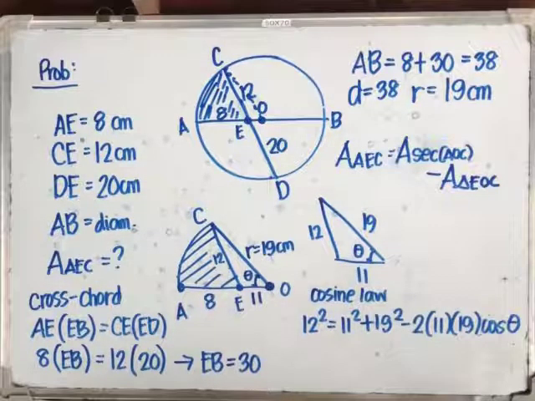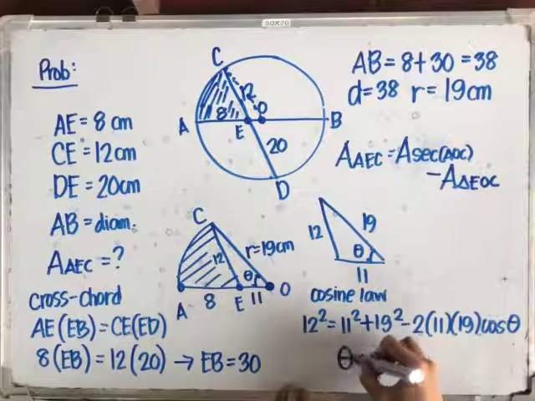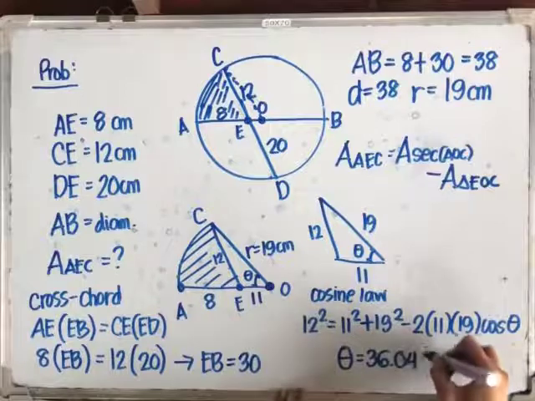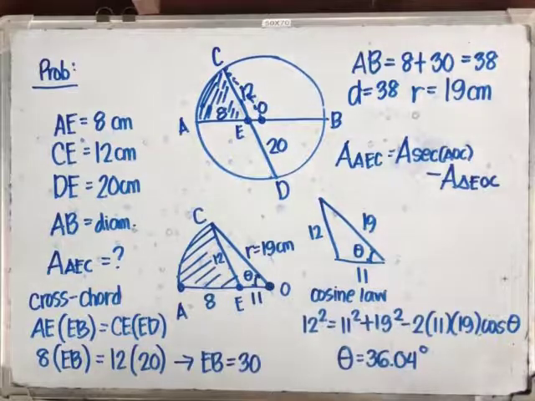Sige nga, let's compute this one. 12 squared minus 11 squared minus 19 squared divided by negative 2 times 11 times 19. Okay? Taking the arc cos of that will give you 36.04. Theta is 36.04 degrees. Ito yung angle natin dyan.